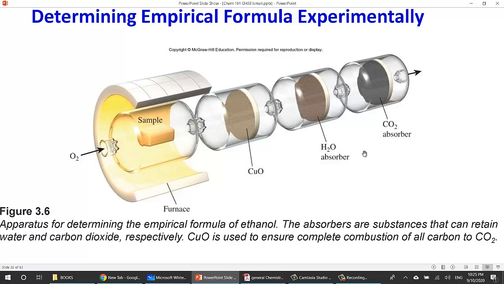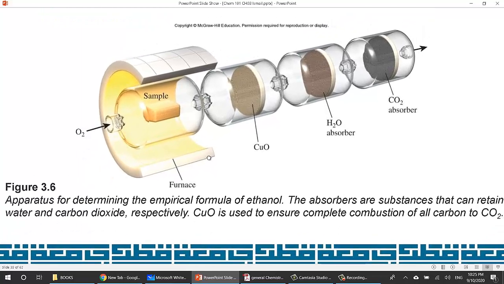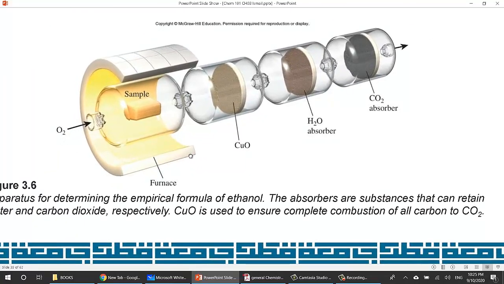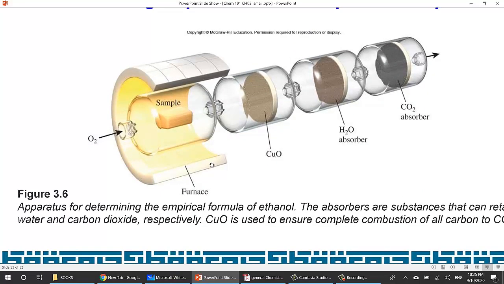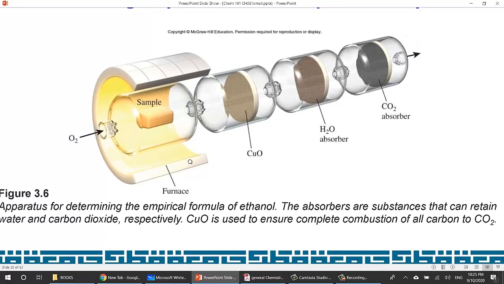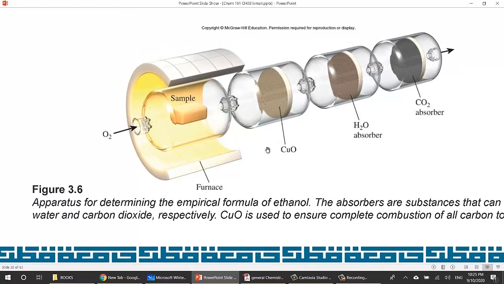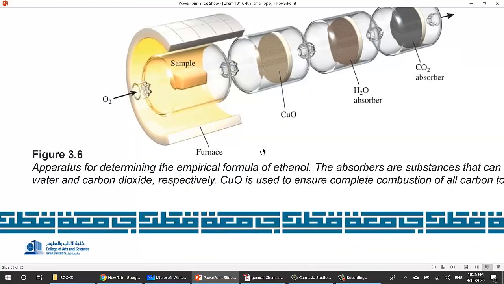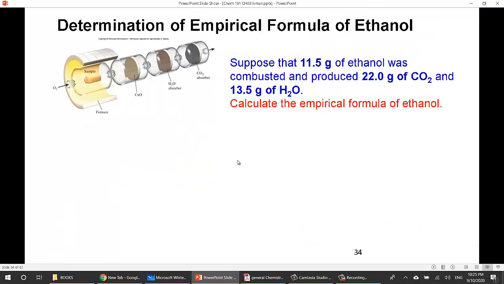From this, we can calculate how much carbon we have, how much hydrogen, and how much oxygen is in the sample. So this apparatus, for example, is for burning ethanol. And by burning ethanol, if you burn any organic compound, basically it's going to form CO2 and H2O. And we can use absorbers. Those are simply chemical compounds. They can absorb H2O and CO2.